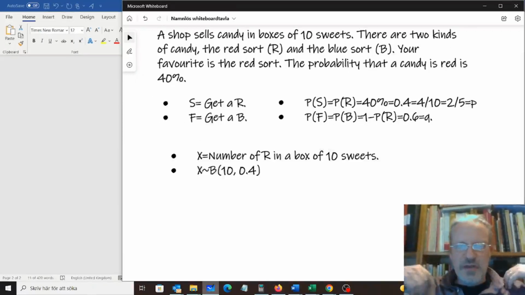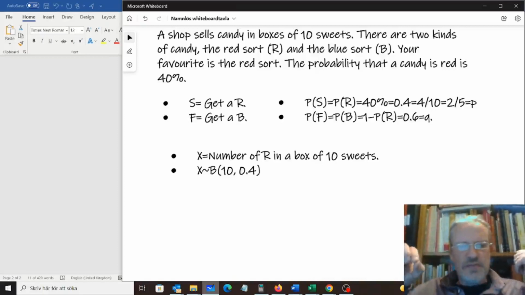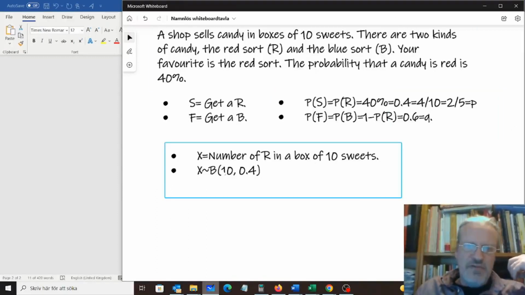So for this particular binomial distribution, the random variable x is the number of red candies in a box of 10 sweets. So x could also be said to belong to the binomial distribution with 10 as the number of trials, and the probability to get a success is 0.4, which can be written in this way that we have written down here.